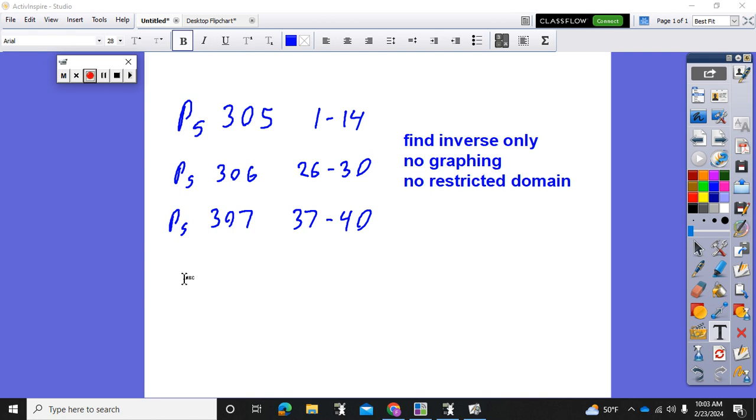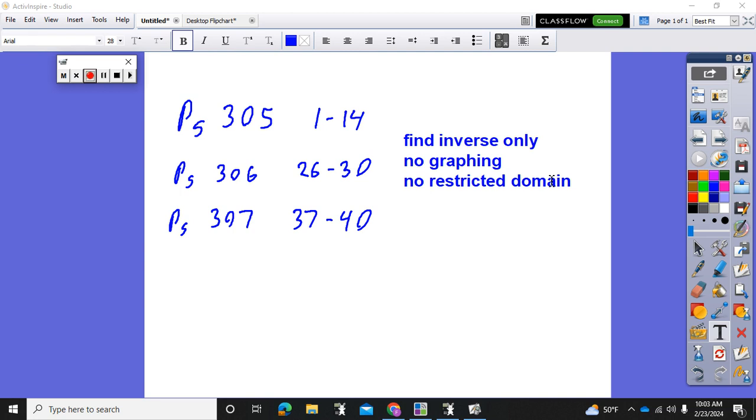Alright, so before I show you how to do this, I'm going to put this homework up here. It'll probably be 3 more places, but you can see your homework, 3 different pages. They're all back to back. There's the problems. Only find the inverse. Don't do any graphing. No restricted domain. And of course, this is for Tuesday, February 27th, I think. And I'll be checking your work when I come back on Wednesday. We may even have a quiz, so you should be ready to go.